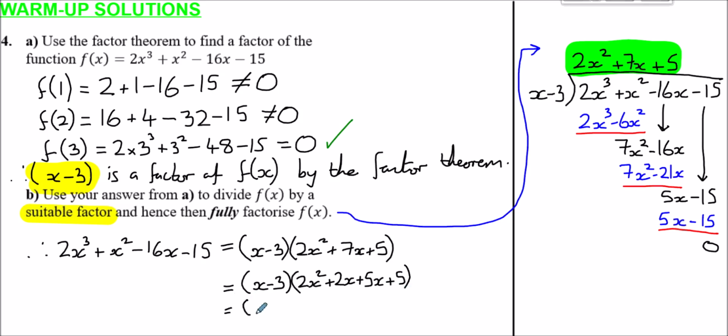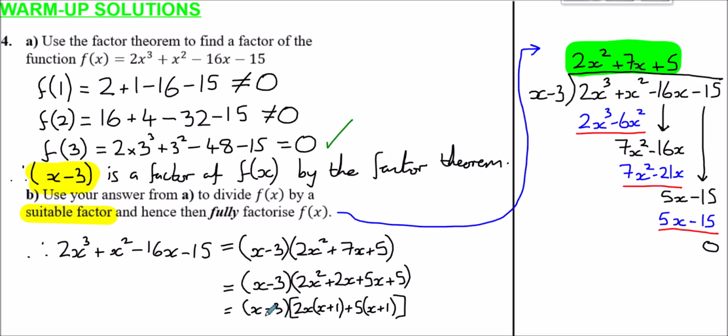So now we have x minus 3. And in here, we can factorise out a 2 and an x and write x plus 1. And here has a common factor of 5, so we can write this as 5 lots of x plus 1.